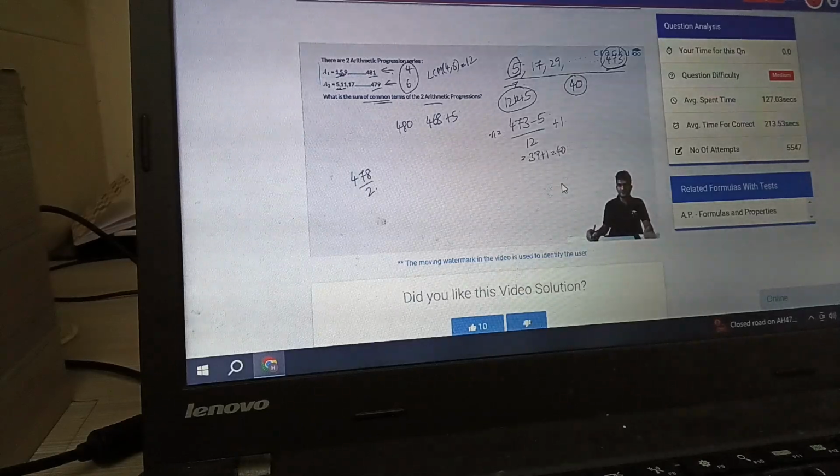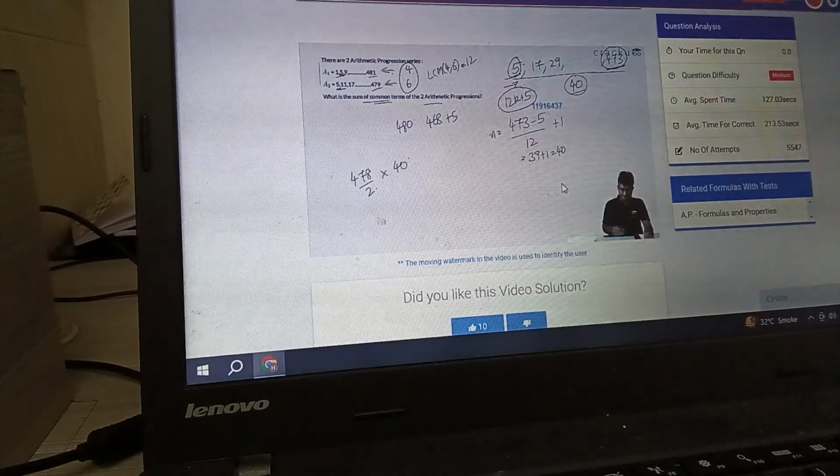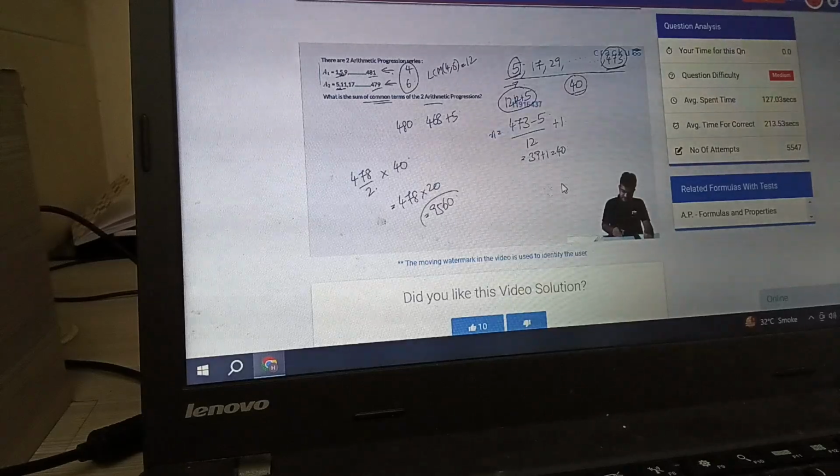This is the average of the two terms, the first and the last, and multiply it by the number of terms, which is equal to 40. This will be equal to the sum. Or this is equal to 478 into 20, which is equal to 9560. So the sum of all the common terms is 9560.